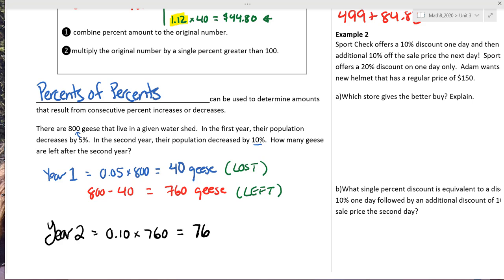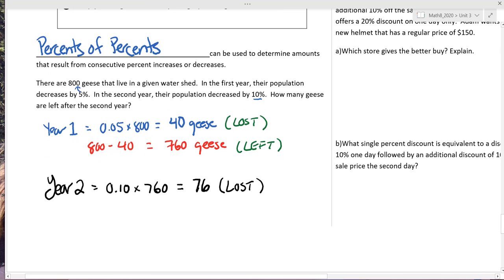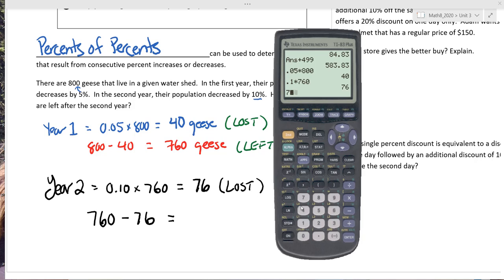I heard a no. Who was that? Dylan? So what's the 76 referring to? How many died? How many did we lose? So how many are left at the end of the second year? We start off with 760 geese, and we lost 76. There you go, 760 minus our 76 geese that we lost. We have 684 geese left.